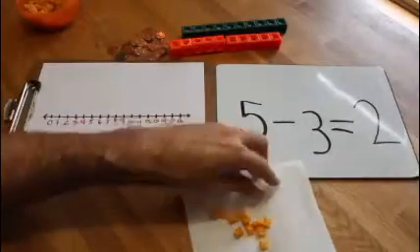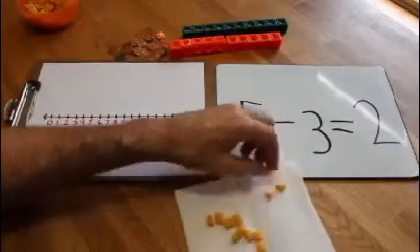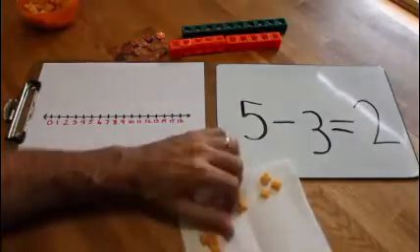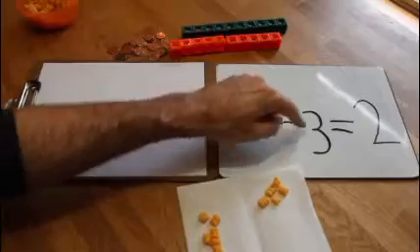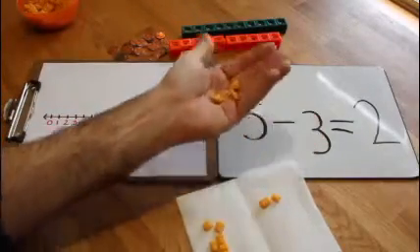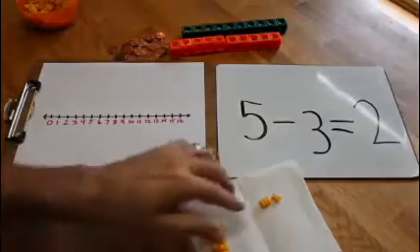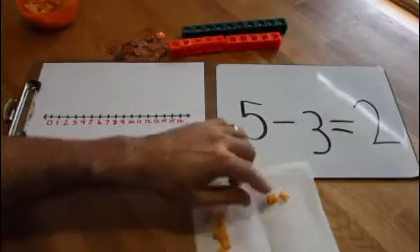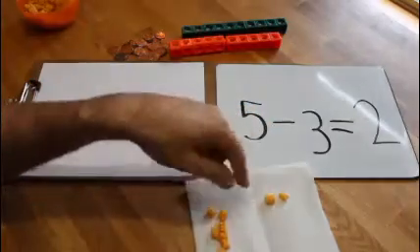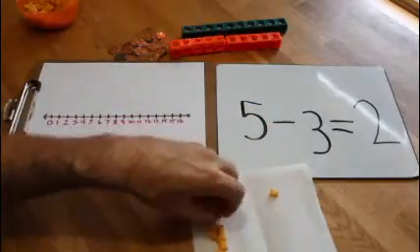Get 5. 1, 2, 3, 4, 5. Save those for later. Take away 3. Take those 1, 2, 3 away. I'm gonna enjoy those. Yummy. And how many are left? 2. And then you can do another problem and keep practicing and enjoying your cereal as you go.